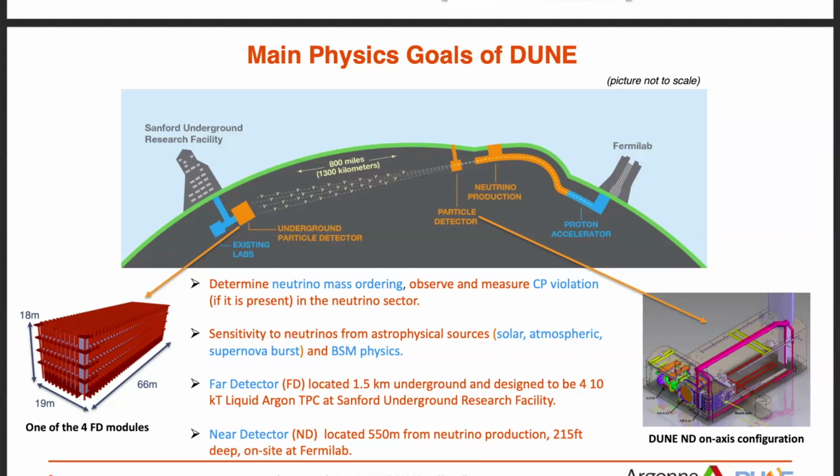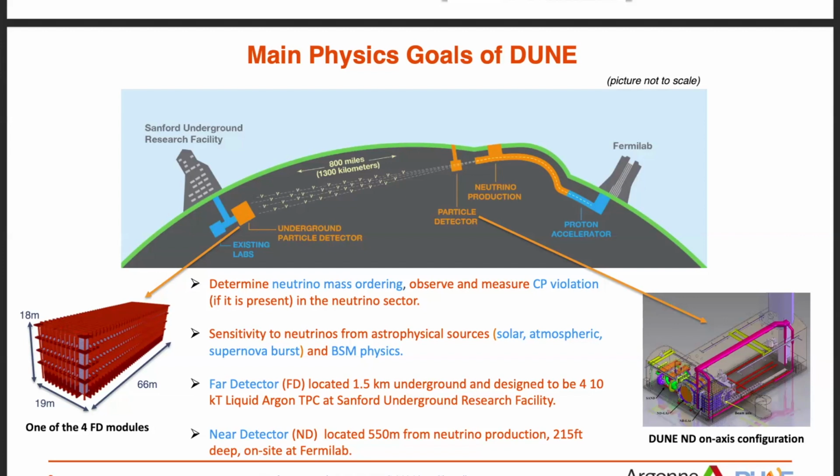One is the near detector, which will be built at Fermilab, and a far detector, which is about a mile underground in Sanford Underground Research Facility, and an intense neutrino beam that will run from the near detector to the far detector. Now, the far detector will have 4 10-kiloton liquid argon TPC modules, and we are going to follow two different technologies. One is horizontal drift technology, the other one is vertical drift technology, and we call them HD and VD.